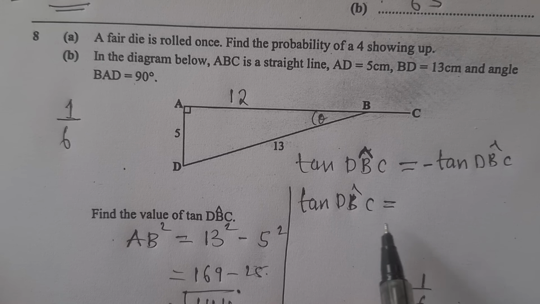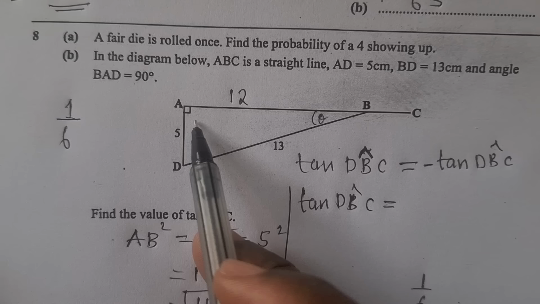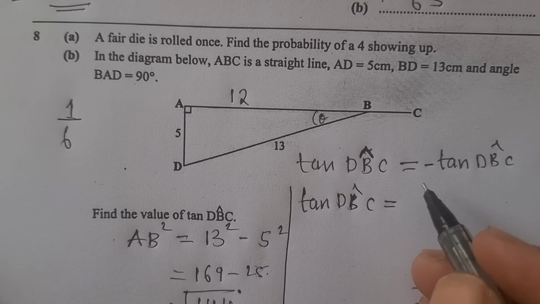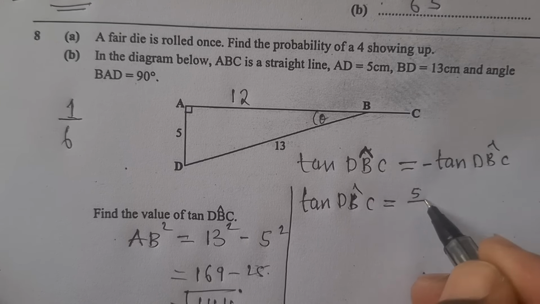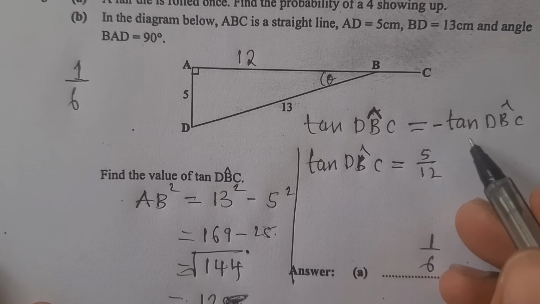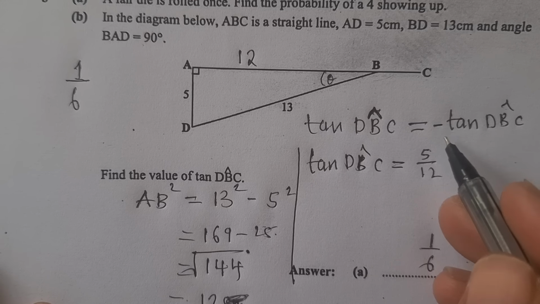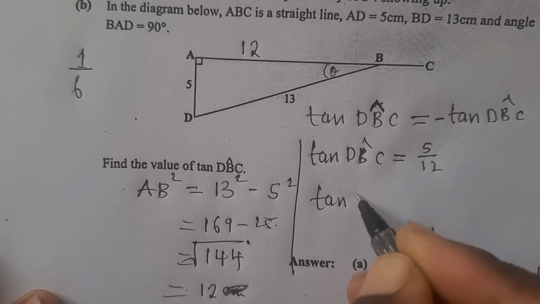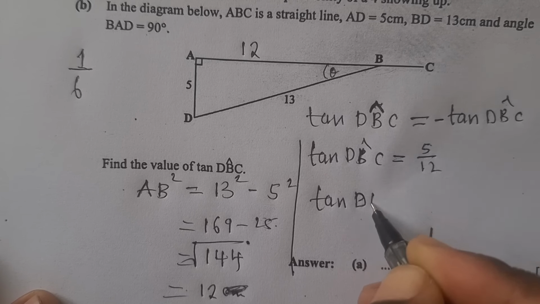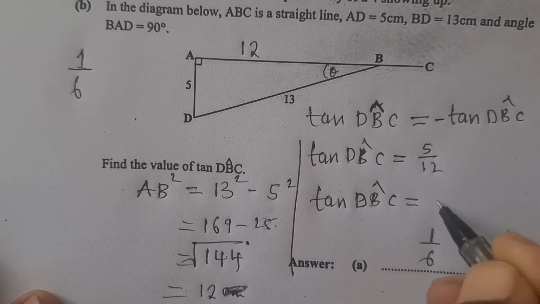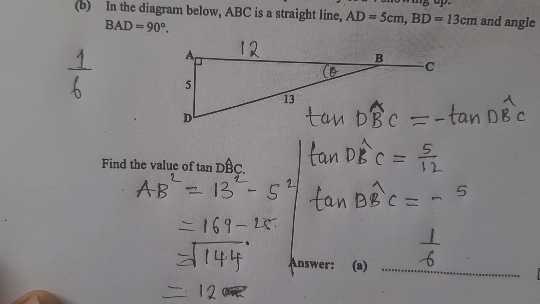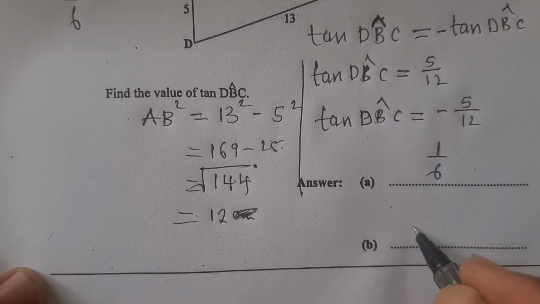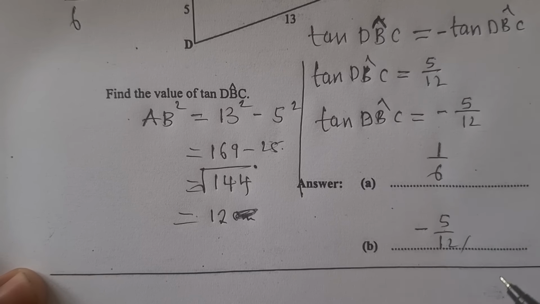So tan DBC will be opposite. Remember, tan is opposite over adjacent. So opposite is 5 over adjacent, which is 12. So for our answer, we know that this must be equal to the negative of this. So tan DBC, which we are looking for, is negative 5 over 12. So we can say negative 5 over 12 is our answer.